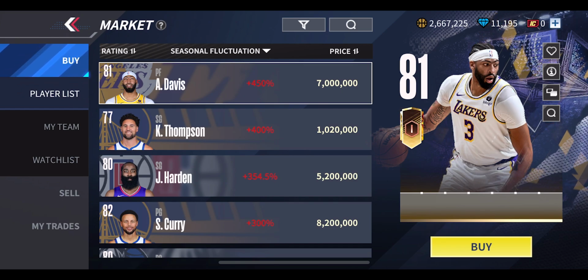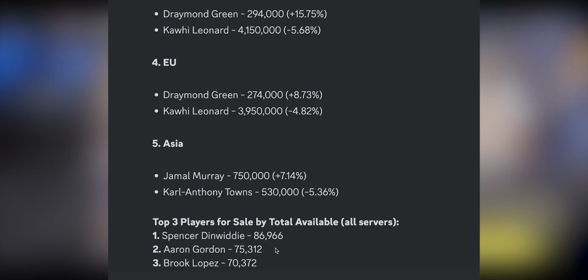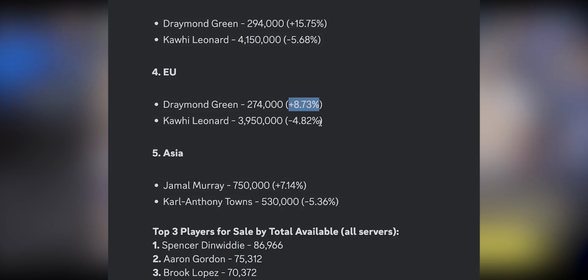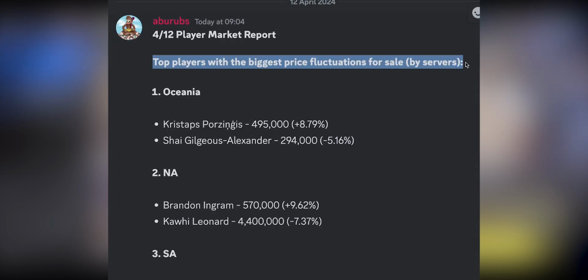Also, on NBA Infinite's official Discord server, they put out a market report fairly often comparing all of the different servers, the biggest price fallers and the biggest price risers. So that might be something to really help you when it comes to looking at players to buy and when to actually purchase them. I'll leave a link to that Discord server in the description down below.